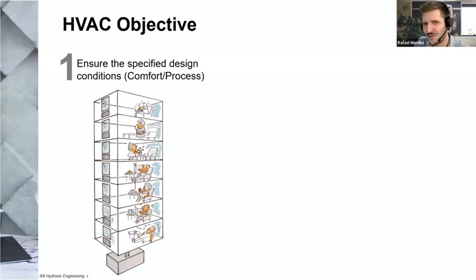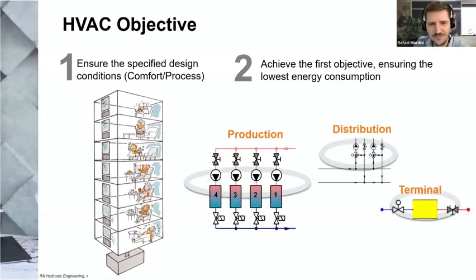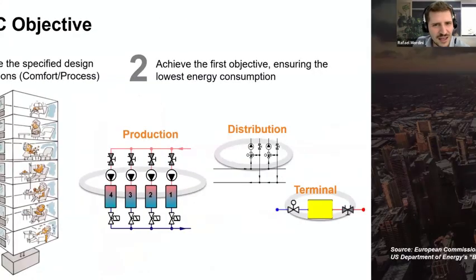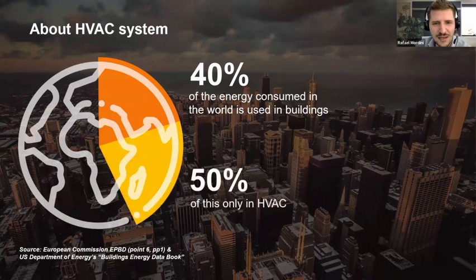Moving on, let's remind ourselves what the objective of an HVAC system is. We need to ensure comfort in the rooms while consuming the lowest energy possible. That's what makes us engineers. Also, just to explain why there's so much technology around this: 40% of the energy in the world is used inside buildings, and within that, 50% is for HVAC systems. So we can roughly say 20% of the energy in the world goes to HVAC.